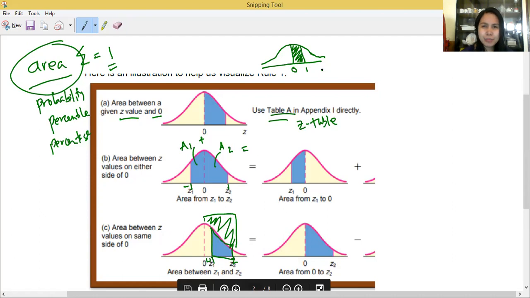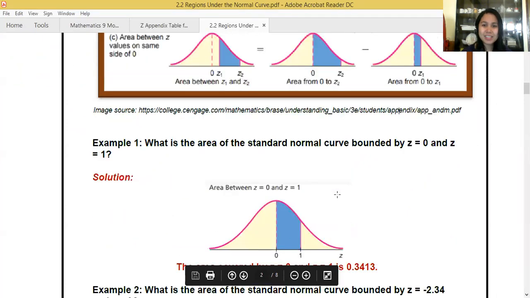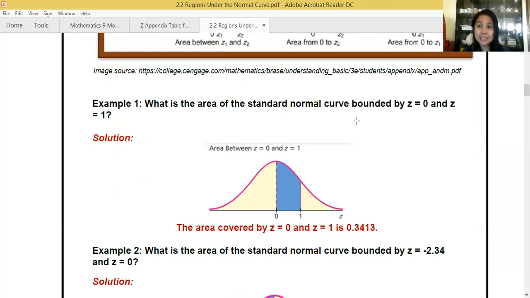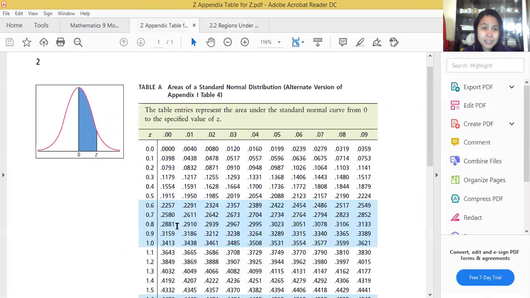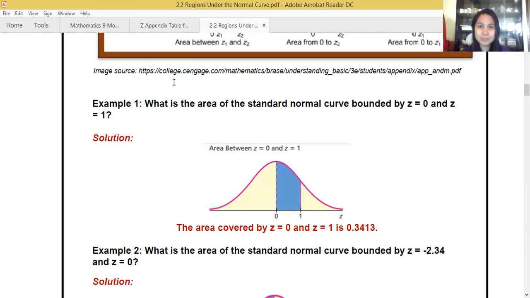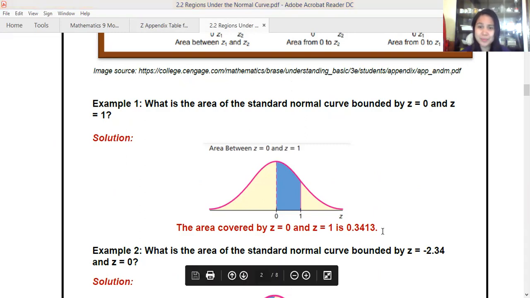Now, let us have some examples. Ready? First example. What is the area of the normal curve bounded by z equals 0 and z equals 1? Remember, the reference is from 0. So 0 to 1, that is in your z table. You go back to your z table. Let's look for 1. That is 0.3413. Now, let's go to the next example. That's very easy if it's from 0.